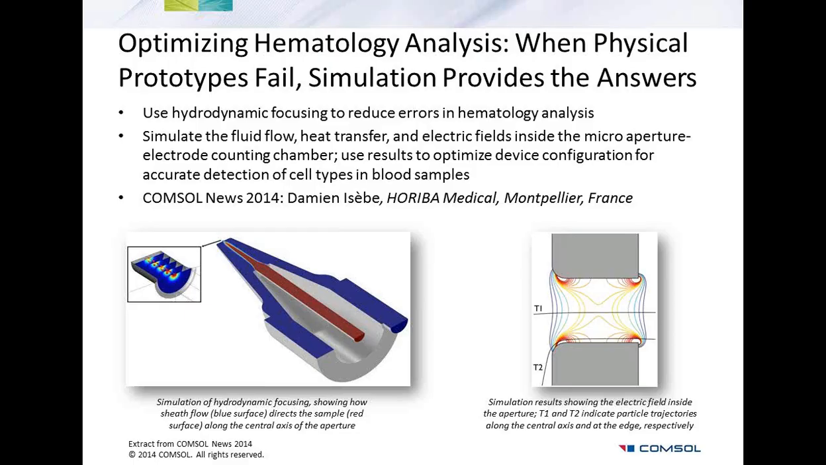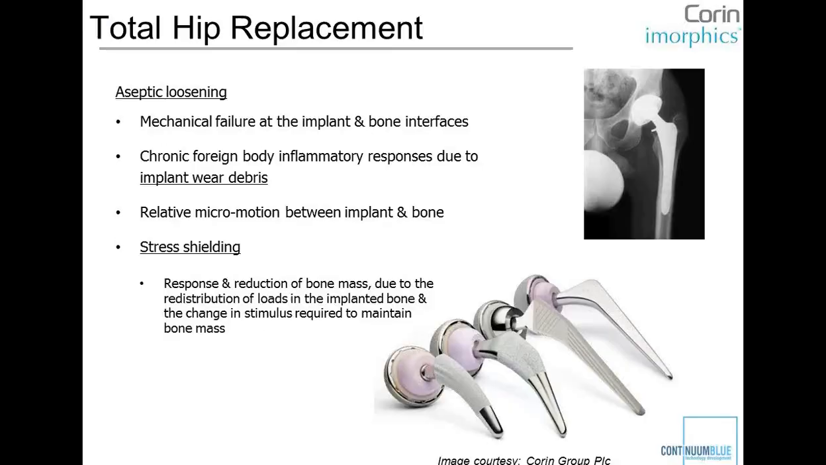Just for those that don't know too much about total hip replacements, the main issue is obviously if you get a total hip replacement, be that because you've got diseased bone or cancer or something like that, the implant, once put in, has a problem with aseptic loosening. That means basically the bone around the implant either mechanically fails at the bone-implant interface, or there's a chronic foreign body inflammatory response. And this is normally due to implant wear debris, where you've got this hip replacement, the ball joint rubs against the cup, and you get these little wear debris coming out of it.